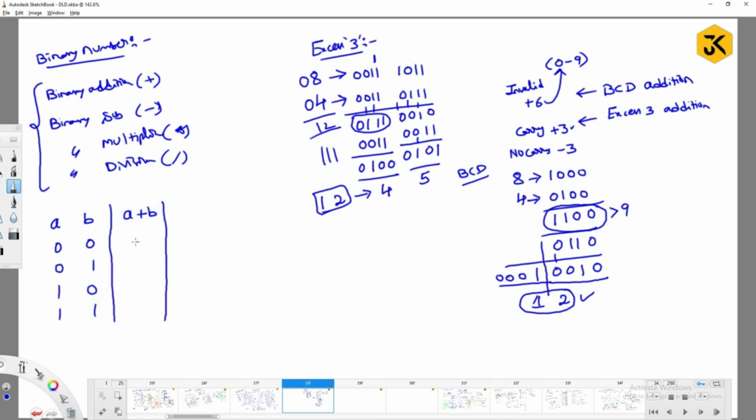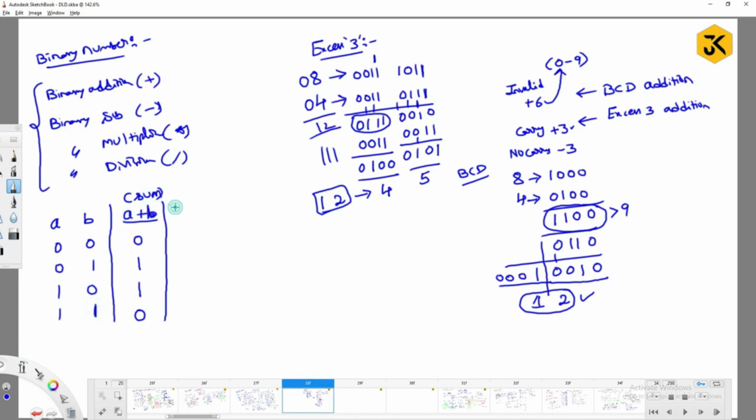So 0 plus 0 is what? 0. 0 plus 1 is 1. 1 plus 0 is 1. What is 1 plus 1? If you observe here, 1 plus 1 is 1, 0. Meaning that your result is going to be 0. This will be the sum. When you perform addition, your sum will be 0 when you perform 1 plus 1.